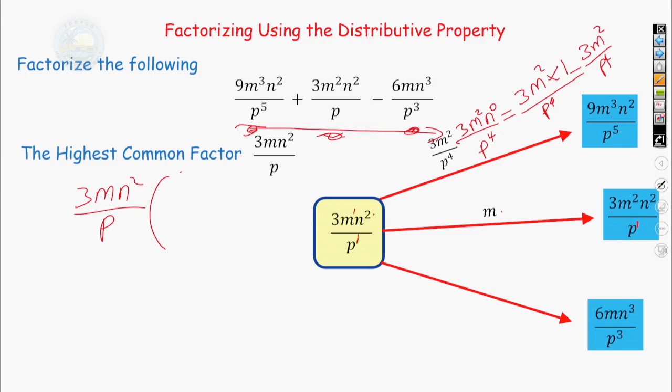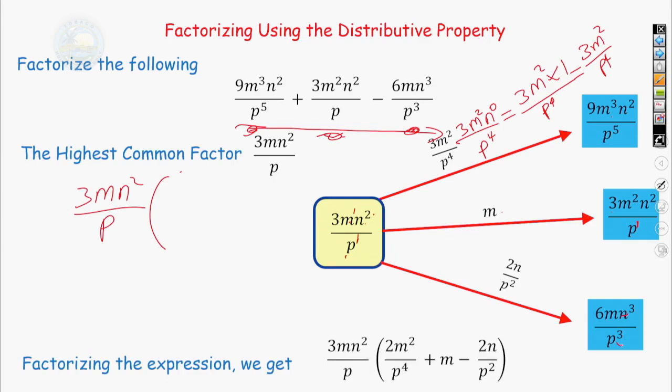Now we go for the last one. So again, this is my highest common factor. What do I need to multiply my highest common factor by to give me 6m n cubed p cubed? You got it right. It is 2n p squared. So check it here. I already have my m's. So n squared by what gives me n cubed, p by what gives me p cubed, and we are good to go. So therefore, factorizing the expression here, we have 3m n squared p, open brackets, 2m squared p fourth, plus m minus 2n p squared, close brackets. And we have completely factorized this expression.